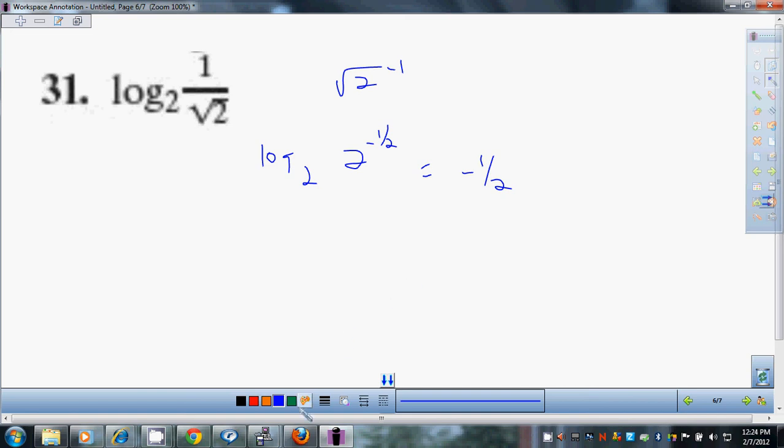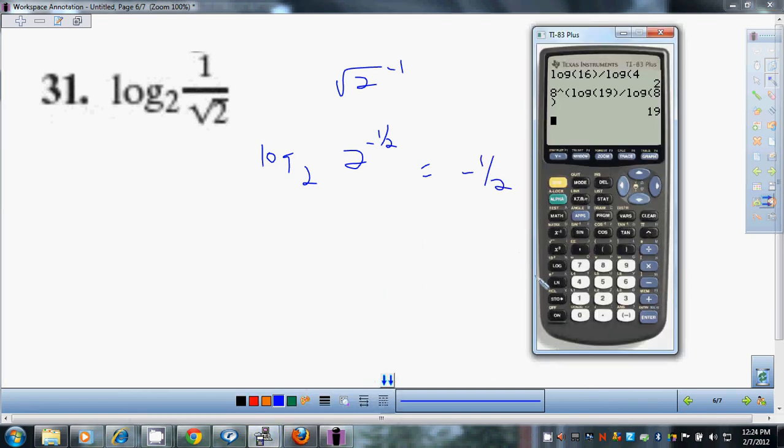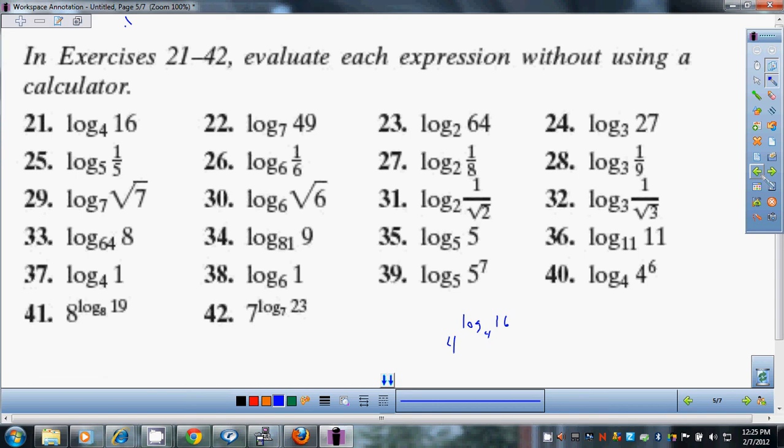But again, you could just plug this into the calculator if you prefer. Log of the answer, square root 2, close, divided by log of the base. Big thing today is count your exponents, your parentheses. Make sure you close your parentheses there. And sure enough, negative 1/2. So either one. Other questions from anything on that screen you want to see? Log of the answer divided by log of the base all day.